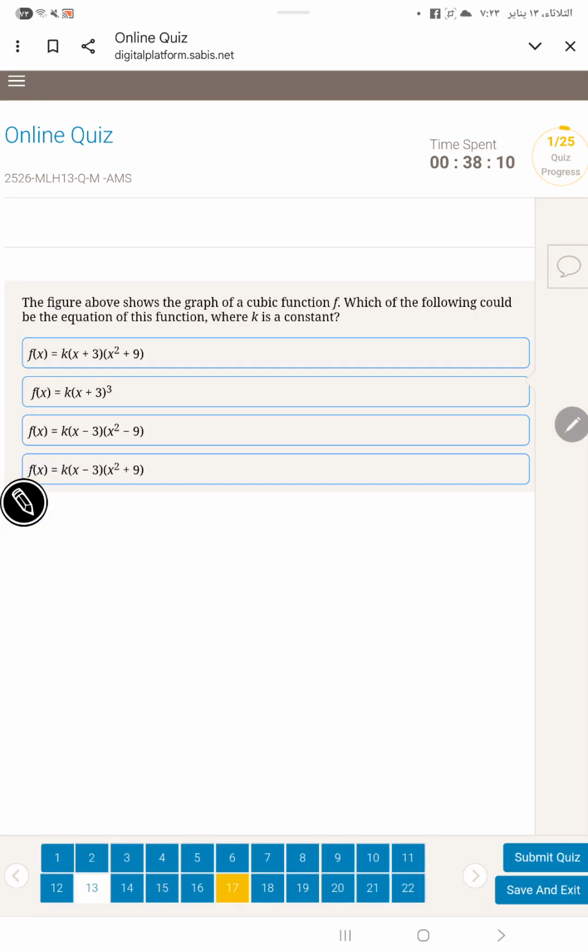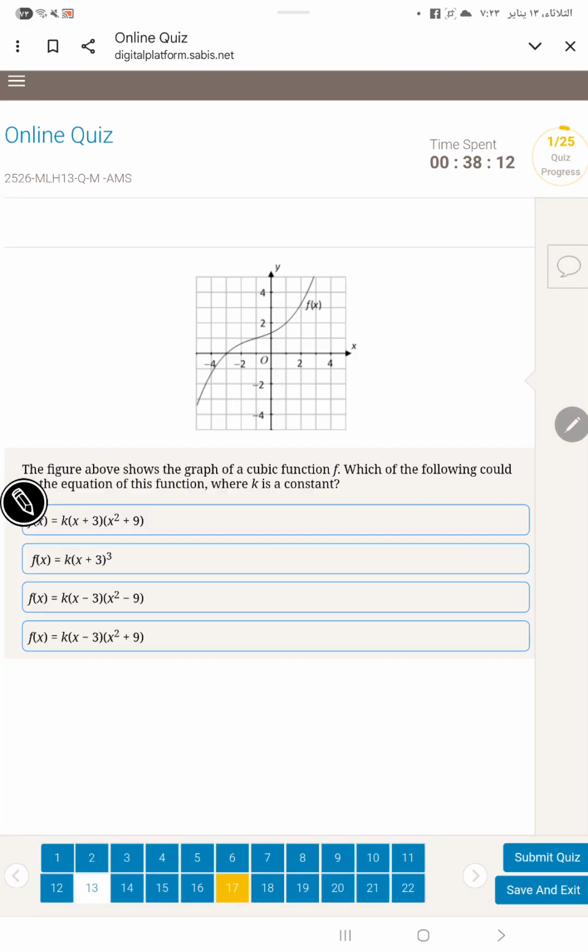Question 17. The figure above shows the graph of a cubic function. Which of the following could be the equation of this function where k is constant? Let's look at the intercept. X-intercept of this function is -3. So the function must have a bracket (x plus 3), so that when you equate it to 0, it can give you x equals -3. And this matches option 1 and option 2.